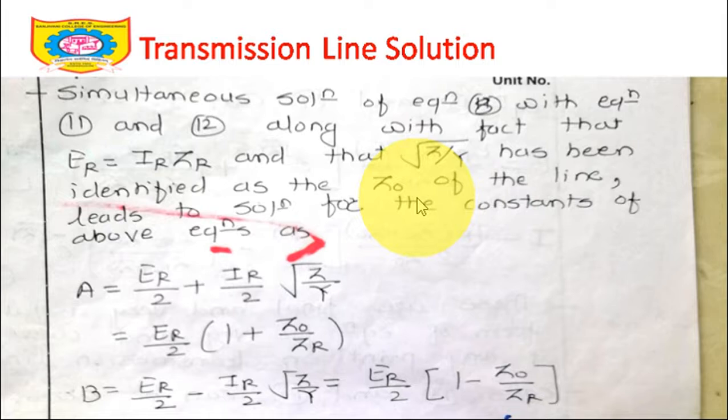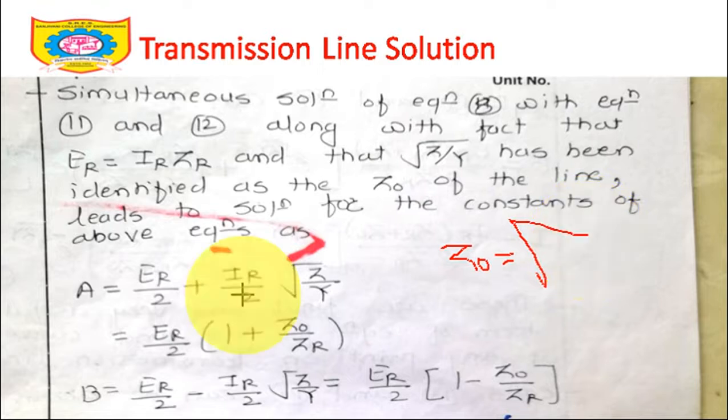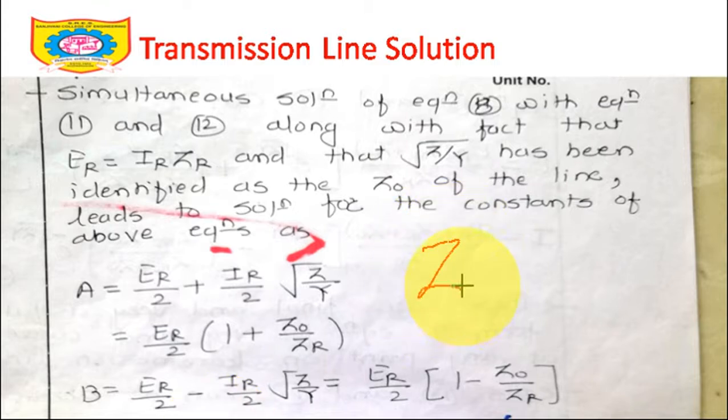Now there are two expressions that one must understand. These are called secondary constants. Just note it somewhere because we may require it. So this is Z0. Z0 is called the characteristic impedance. So Z0 equal to root Z by Y, where capital Z is equal to R plus j omega L and capital Y equal to G plus j omega C.